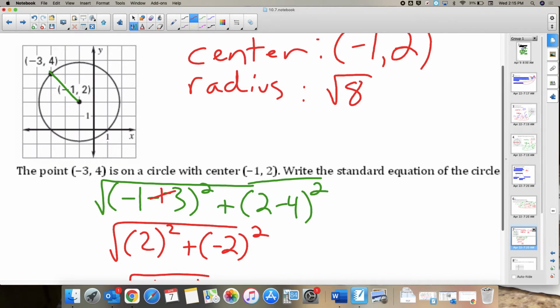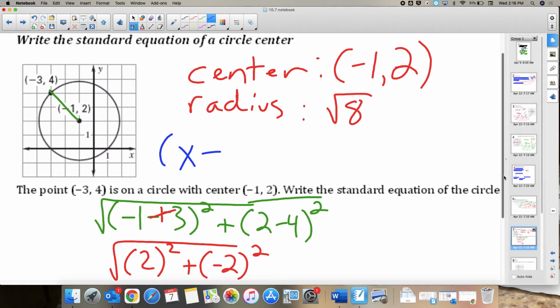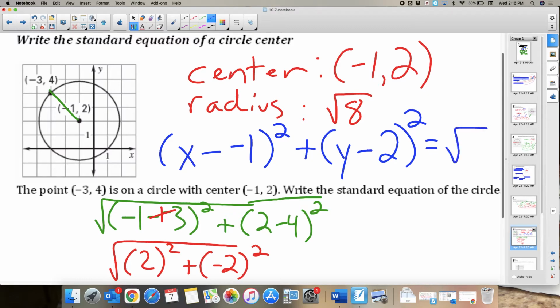So we have our center, we have our radius. Now we're just plugging in. Our equation says we do x minus the x value from our center, which was negative 1, squared, plus we're going to do y minus the y value from our center, which was 2, equals the radius squared. X minus negative 1 just becomes x plus 1. Plus y minus 2, there's nothing to simplify there. It just stays as y minus 2.